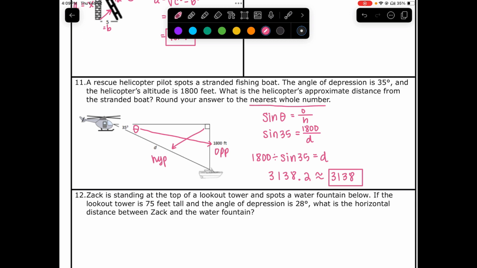All right, oh, I did it again. So for this one, we just wanted the equation. So we would use this.